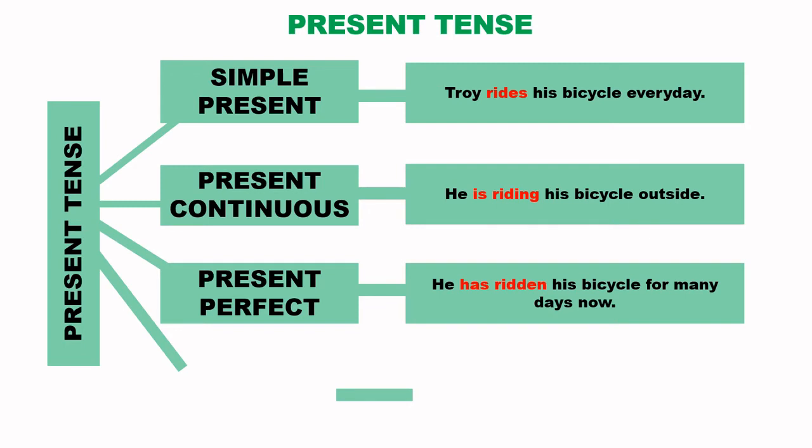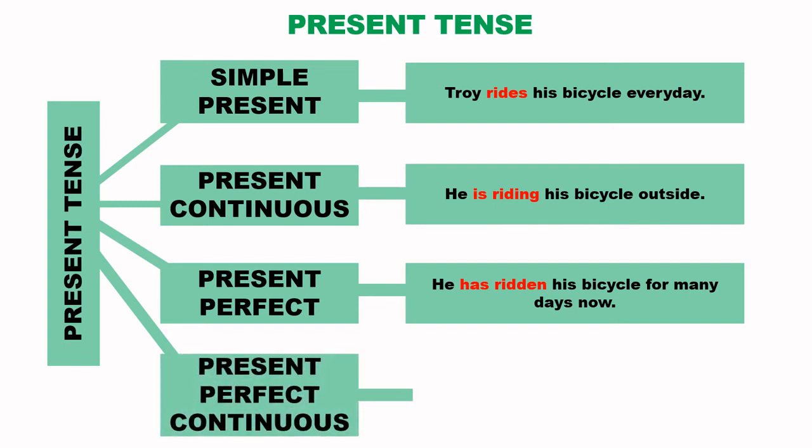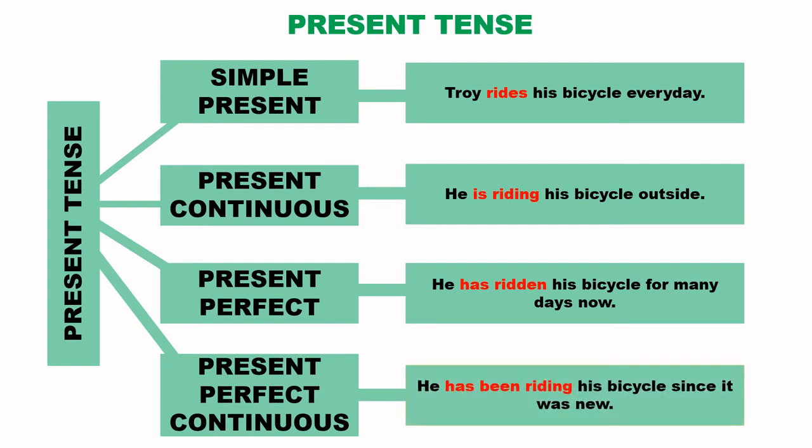Another form of present tense is present perfect continuous. This describes an action that started in the past and is continuing into the present. One example of a sentence: He has been riding his bicycle since it was new.